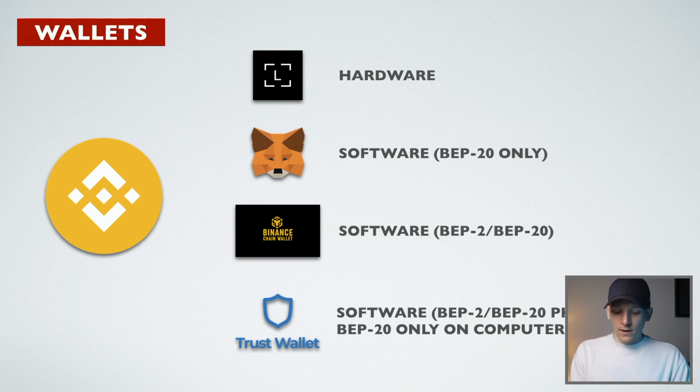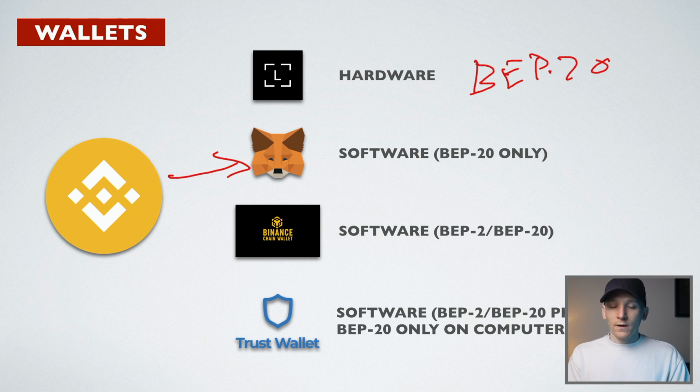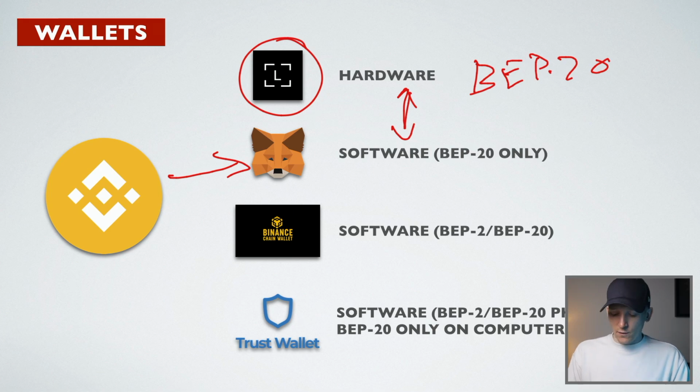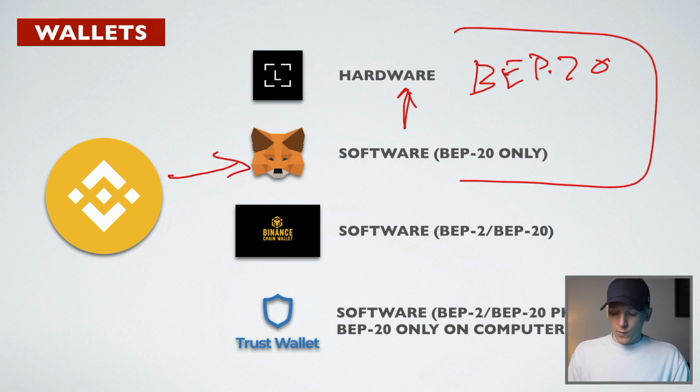As for a software wallet, you can see MetaMask only supports BEP20 as well. Now, what you can do is send BEP20 tokens over to a Ledger hardware wallet and then link the Ledger with the MetaMask to use applications as well, which is really great. But you can use some applications directly within Ledger Live, which is their software as well. So just BEP20 for these.